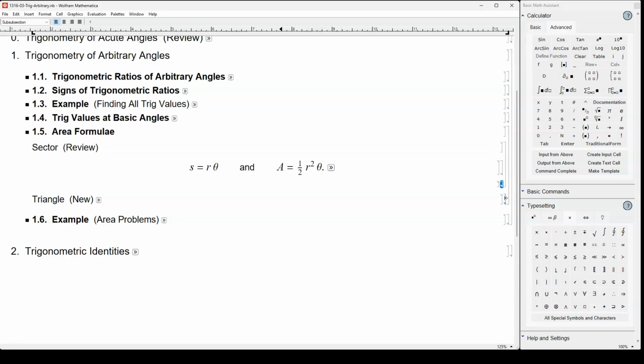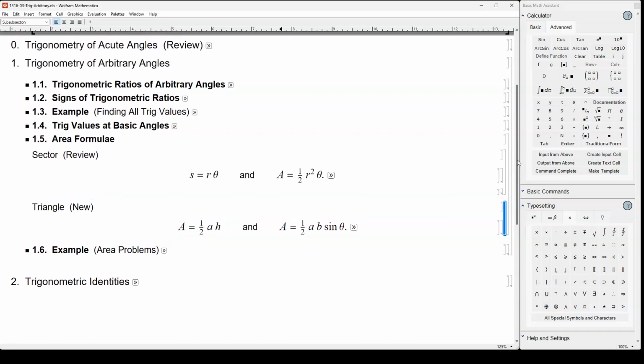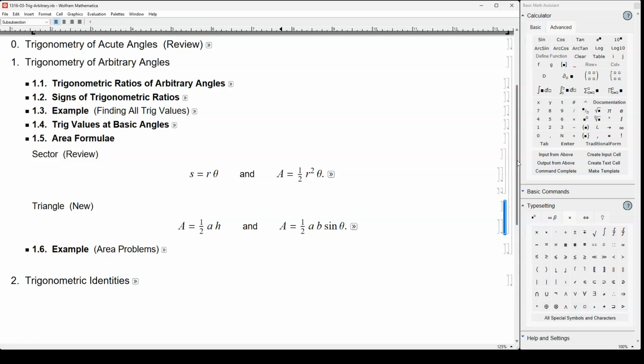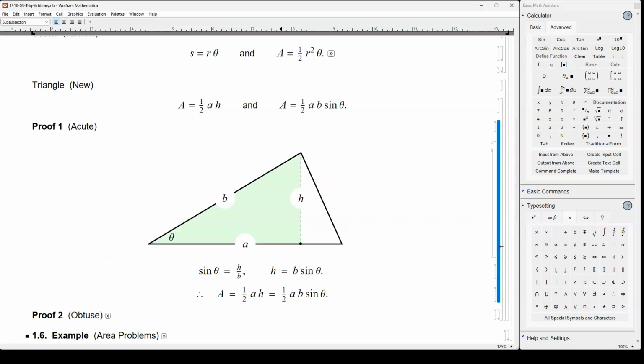Now, another formula here, that's for the triangle. Area is 1/2 AH, 1/2 base length times height. And this is something we have been using for a long time that goes way back to elementary school days. The next formula here is new, 1/2 AB sine of theta, when we have 2 sides and an angle in between. We can deduce one formula from the other like this.